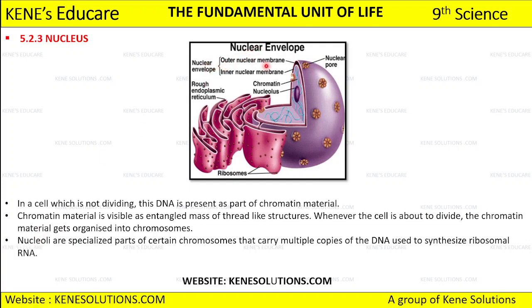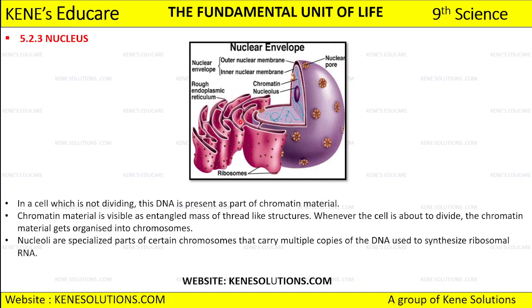First is the outer nuclear membrane, and second one is the inner nuclear membrane. So these are the two different types of nuclear membranes which we have. Then on the outside we have this nuclear pore. Through the nuclear pore, whatever has to go out of the cell is going to go out of the cell through this nuclear pore.